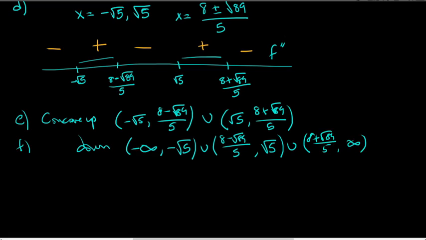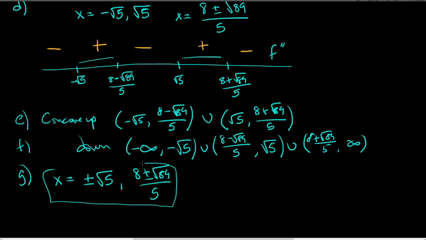Okay. So where do you have inflection points? Or just the x-coordinates, right? So everywhere the sign changes, so all 4 of these. I'm just going to write them all at once: plus or minus square root of 5, and then 8 plus or minus square root of 89 over 5. You could have done that.